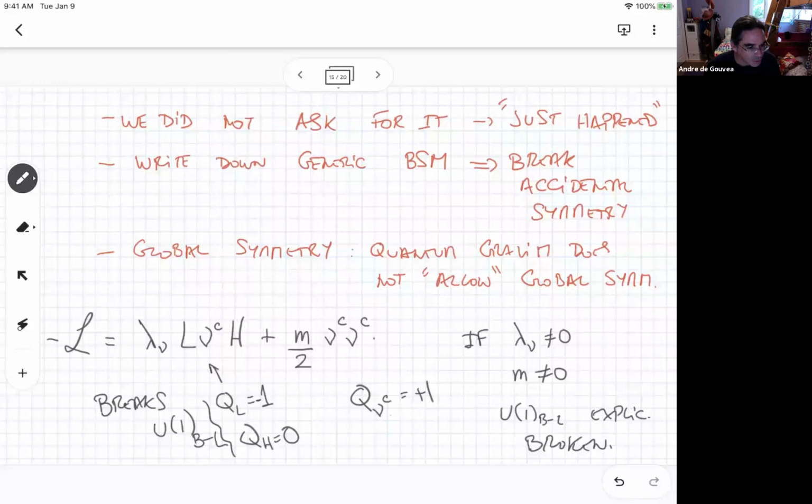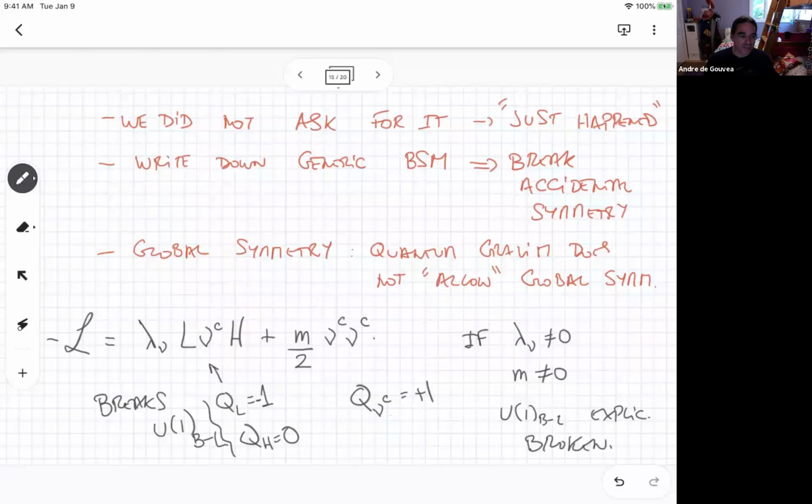Then the other question is, must we break the accidental symmetry in BSM? Or more like we can break it and we can still keep it? Yes, absolutely. So the statement I wanted to make is, if you write down a generic BSM model, you will break all of the accidental symmetries. If you don't write down a generic BSM model, you don't break these accidental symmetries. Again, there are lots of examples of that.